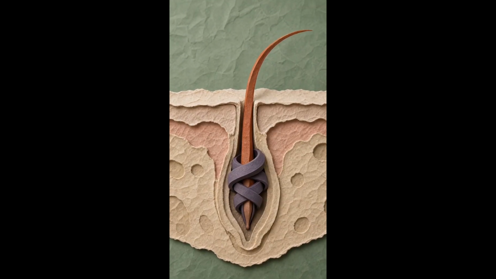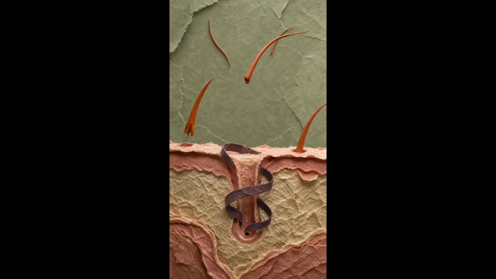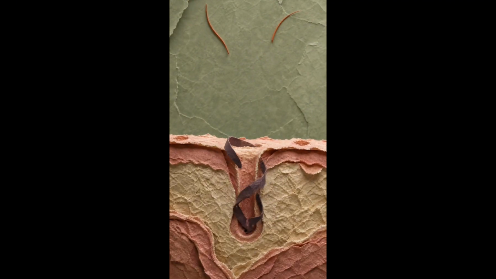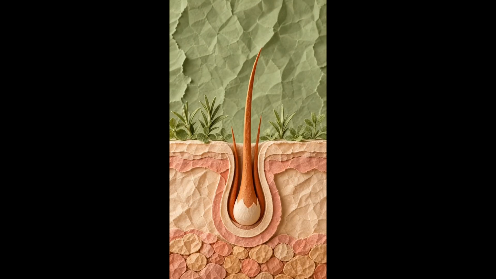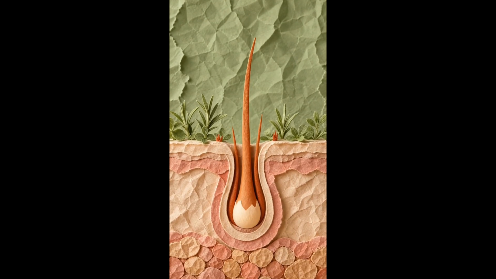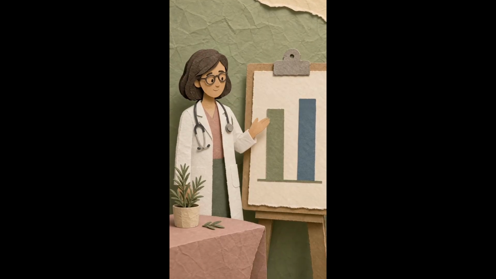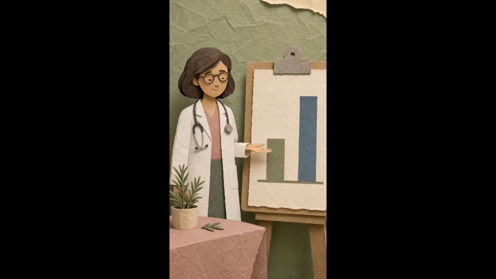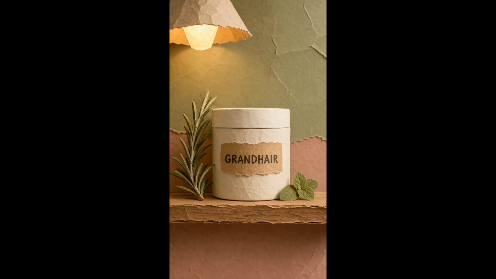A hormone called DHT wraps around your hair root and chokes it. The root shrinks, the hair falls out. That's the whole problem. Rosemary blocks that hormone right at the scalp. Oregano cleans the skin, opens the pores. Your roots can breathe again. In 2015, doctors tested rosemary against the top hair loss drug. Same regrowth, way fewer side effects. That's why we made Grand Hair.